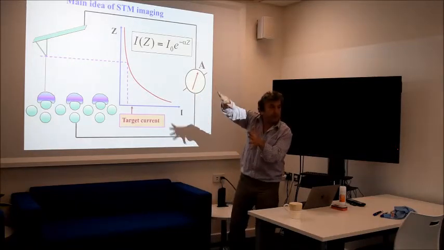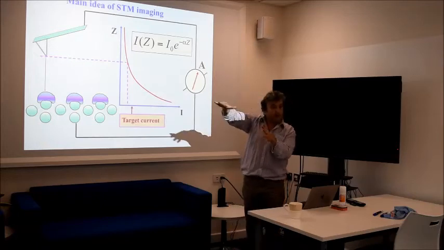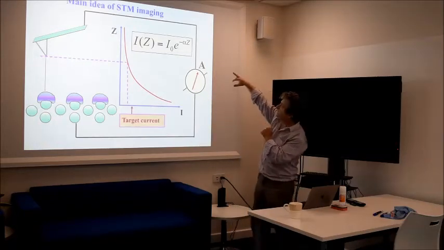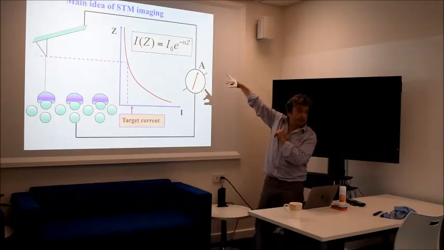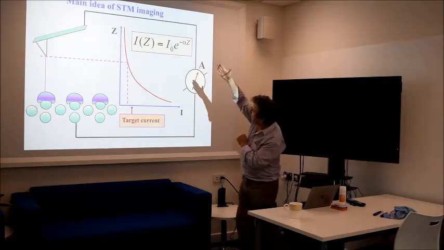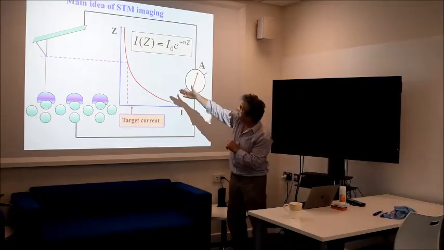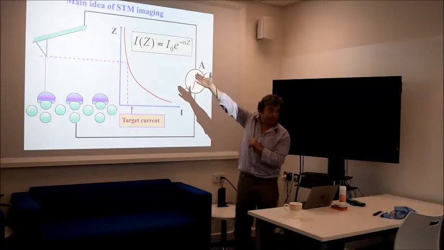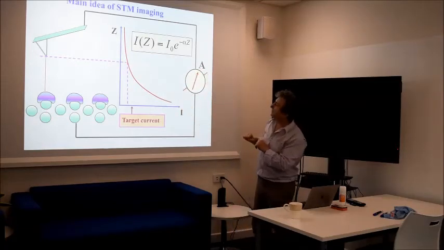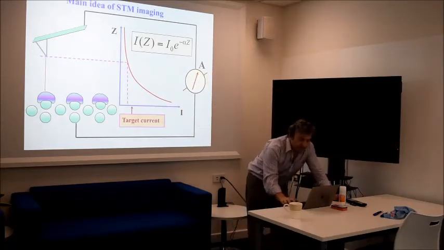Yeah, and it will decay with some distance. That exponential decay of the density would determine this alpha in this exponential function. So my current here, I, will exponentially decay, depending on z. So if we bring my tip down now, I will have a bigger and bigger current, yes?